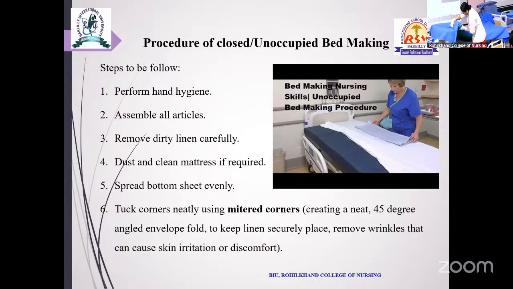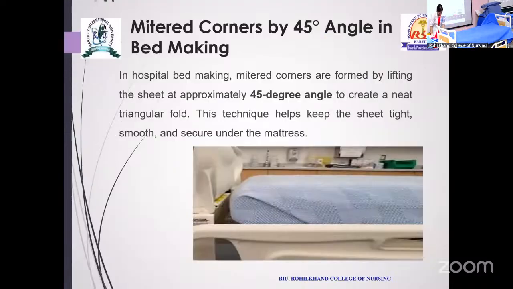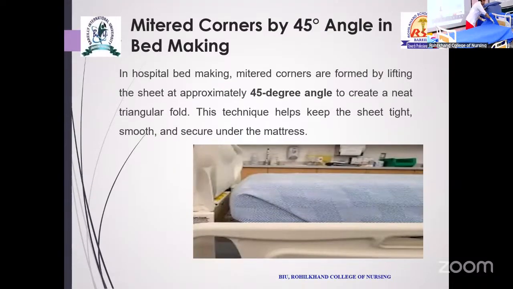After spreading this linen, we will tuck this first at the head end side. So for this, we will create mitred corner. In hospital bed making, mitred corners are formed by lifting the sheet at approximately 45-degree angle to create a neat triangular fold. This technique helps keep the sheet tight, smooth and secure under the mattress.